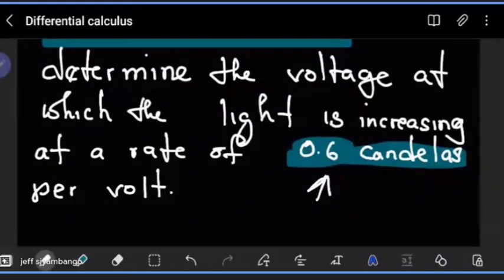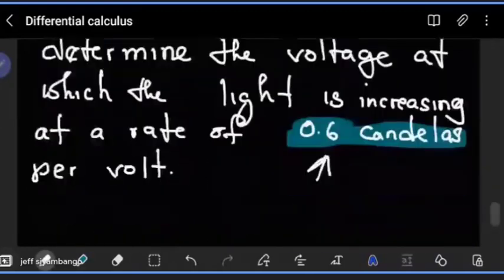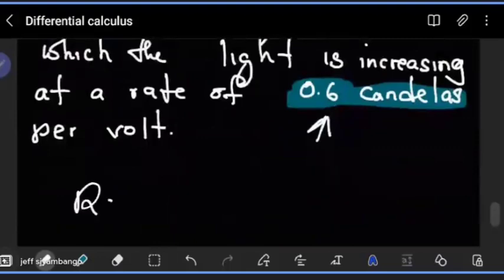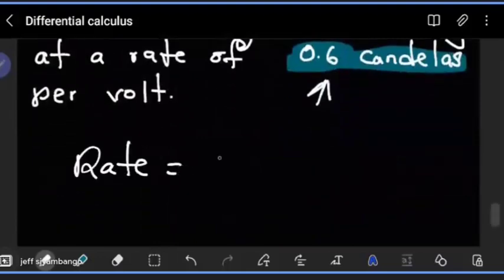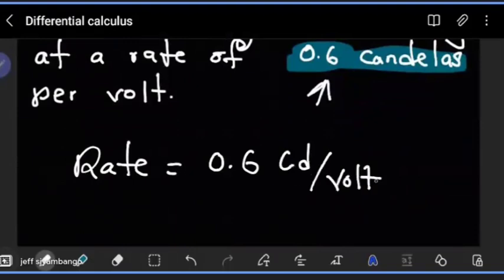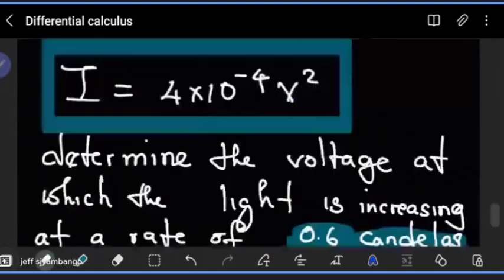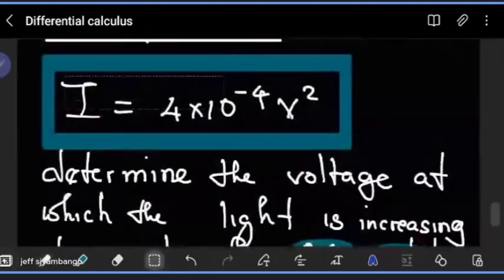So what is happening there? Well, look at what this rate is. They're saying the rate is equal to 0.6, and they're giving a unit: candelas per watt. So what is this telling us? On top, you've got luminous intensity, and down below, it's something to do with the voltage.